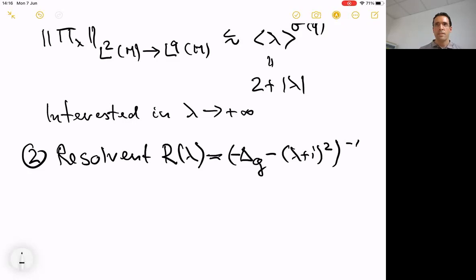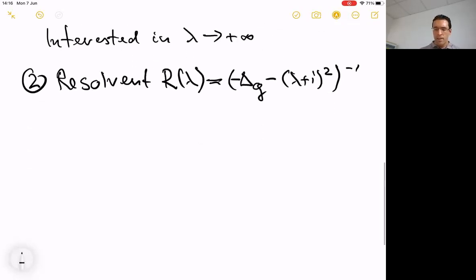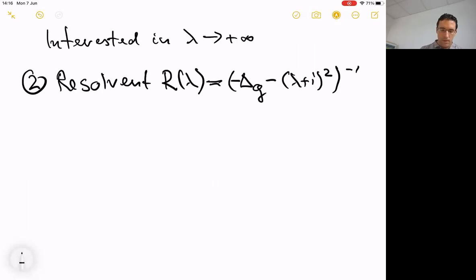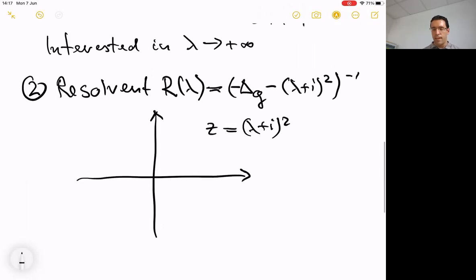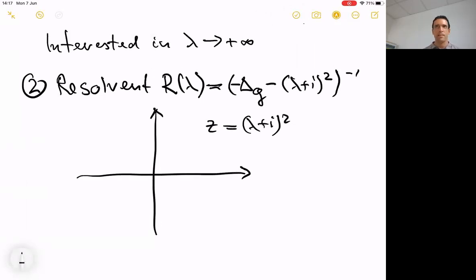Okay, so that's what I mean by R of lambda. And so if we draw a picture in the spectral plane, right? So Z, the spectral parameter, is lambda plus i squared. This square is standard in this business because we like to think of lambda as a frequency, and when we do semi-classical analysis, we localize in frequency, and then basically one derivative is the same as one power of lambda. That's why I like to have a square there.